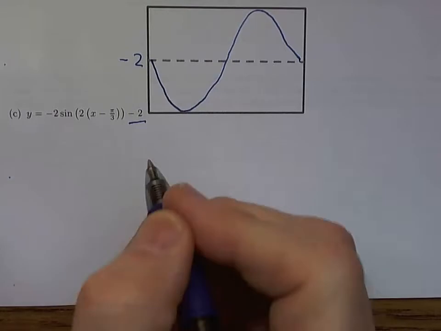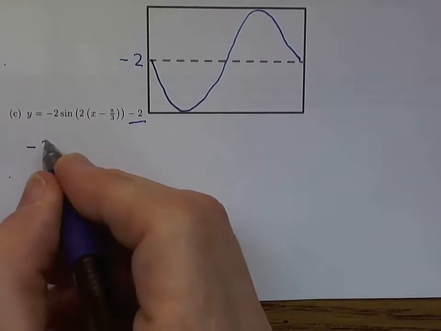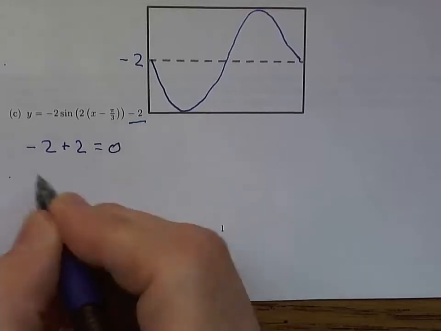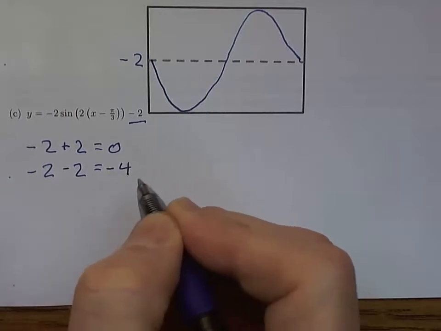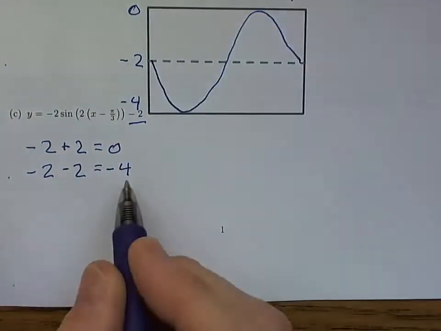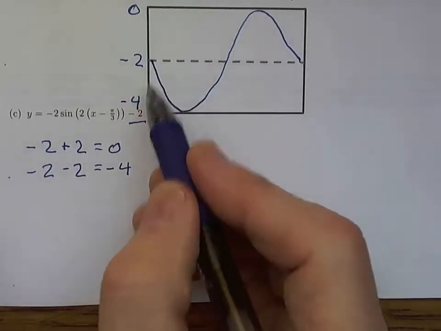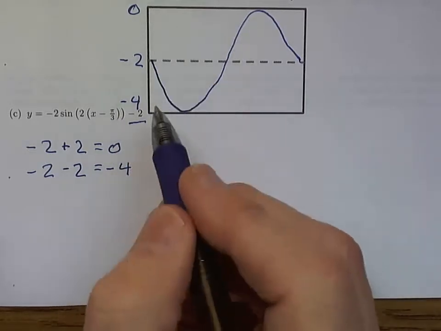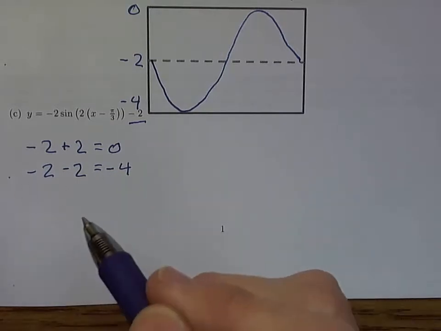Now we need to get a low point and a high point. So I'm going to take this line of oscillation and I'm going to add the amplitude and I'm going to subtract the amplitude. So this graph oscillates between -4 and 0. See? So if you take -2 and I go up 2, I get 0. If I go down 2, I get -4. So this is what the graph oscillates about. So that takes care of the vertical. So you add and you subtract an amplitude.